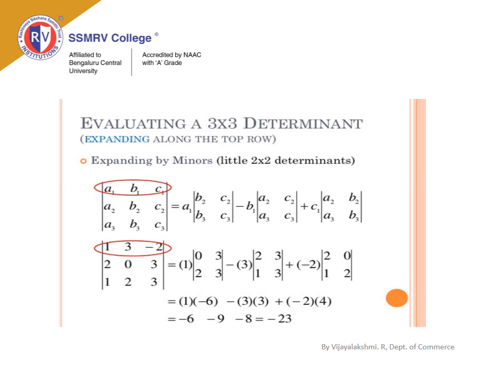Again, to make you understand, another example is also provided to you. You can try this problem. In this problem, we are taking the first row items to calculate the answer. That is 1, 3 and minus 2. The positional sign needs to be remembered here.